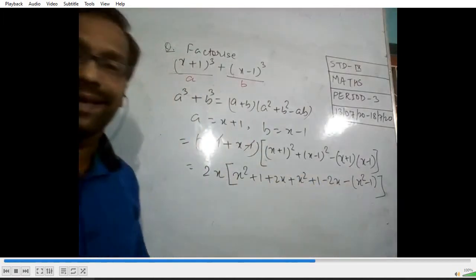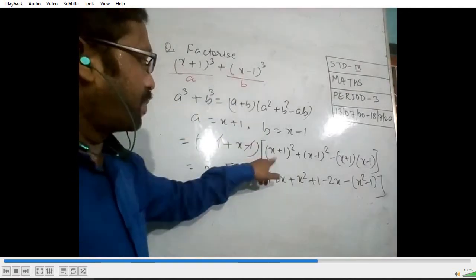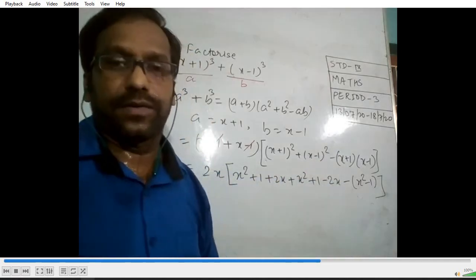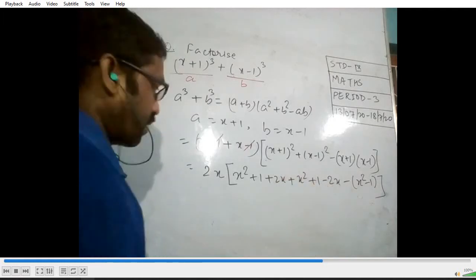How many identities have been used in this question? First A cubed plus B cubed, then A plus B whole square and A minus B whole square, and then A square minus B square. It's a very nice question. Many identities have been used in this question.